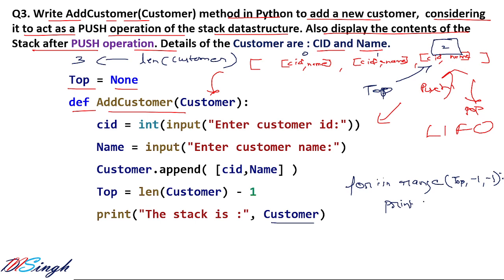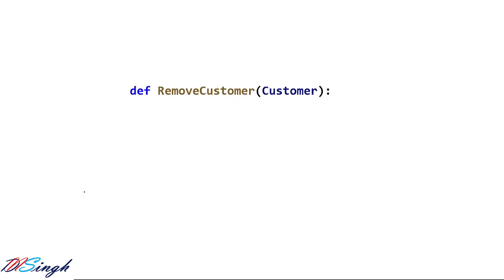Then we are going to use print. And what will I print? I will just print the value at index i. So i will be assigned to top the first time, so I will use customer of i. So it is going to print value at index top, then top -1, then top -2, like that it is going to print. When this range function is exhausted, all the values will be exhausted. Okay, fine. So that's it about this particular question. Let us move to the next question.